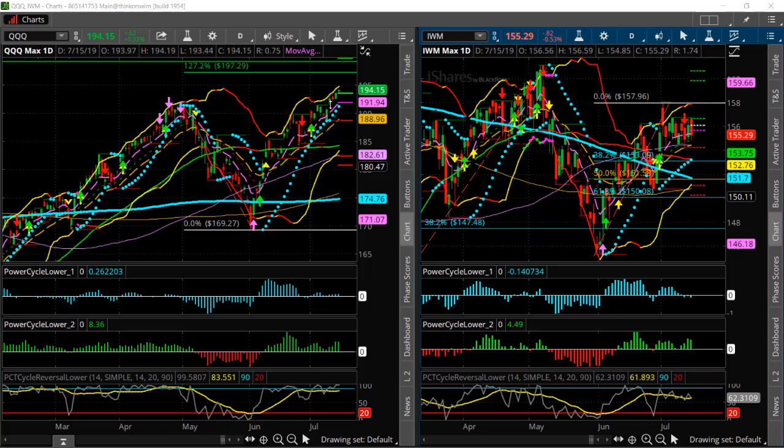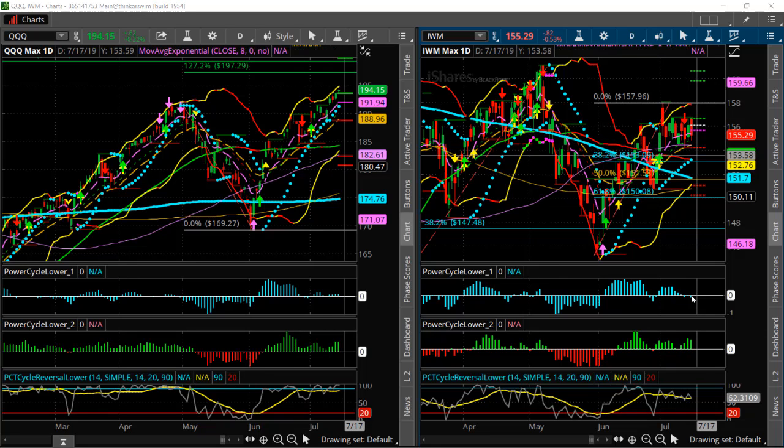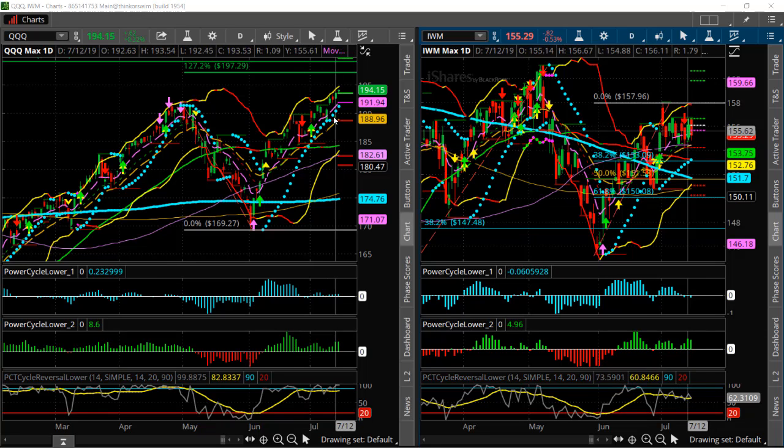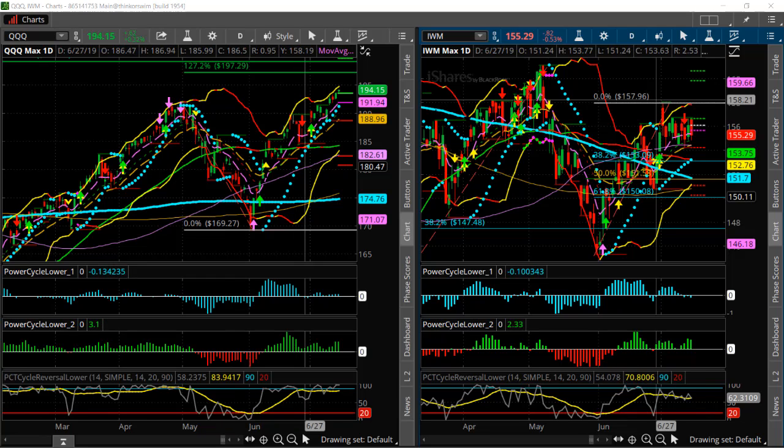So the chart here on the left is the QQQ NASDAQ 100 ETF, and you can see how it's made a new high again today, today being the 15th of July. And you can see that the momentum here, cycle 1 and 2, are still positive above zero. Now, when you look at the Russell 2000 IWM, the ETF, you can see it's just churning sideways, and our momentum is starting to shift down. So you could take advantage of this. You could go long QQQ, short IWM as a spread. So this is what that spread is currently looking like.